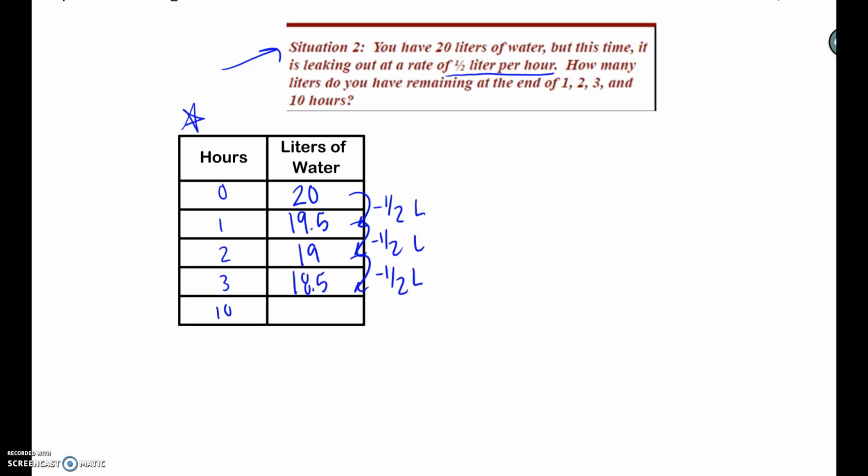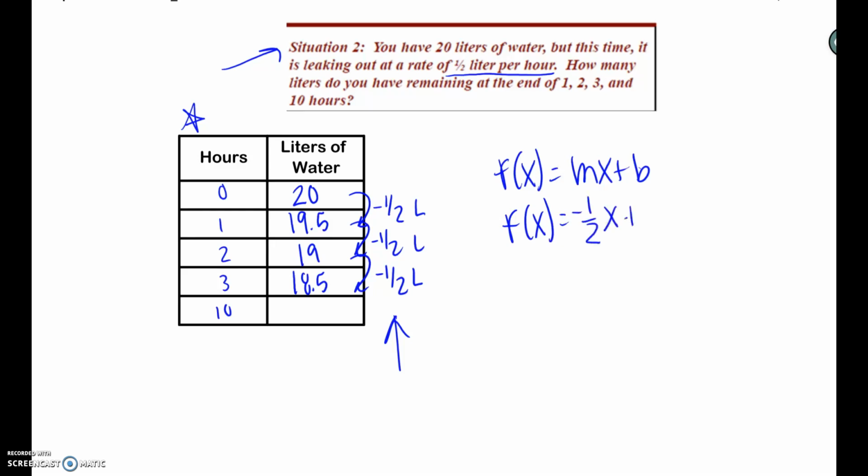Now to figure out 10 hours, let's make an equation. We know that linear equations, when we have those addition or subtraction patterns, and if you notice here, we do have a subtraction pattern, we know that this is the form of our equation. So to make our equation, we know that m stands for our slope, and our slope is -1/2. Our B value is what we start with, which is just 20.